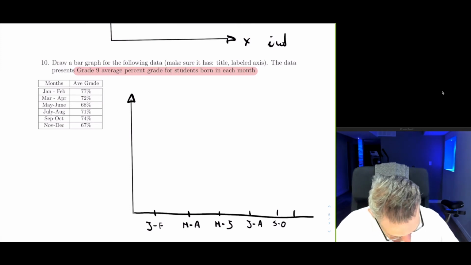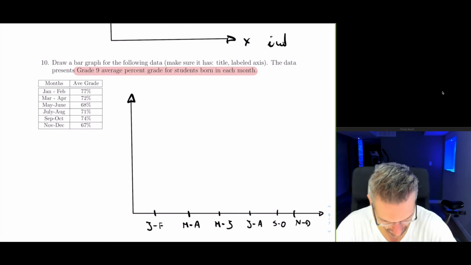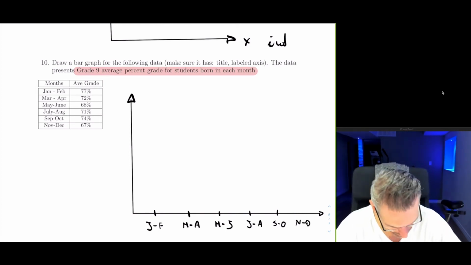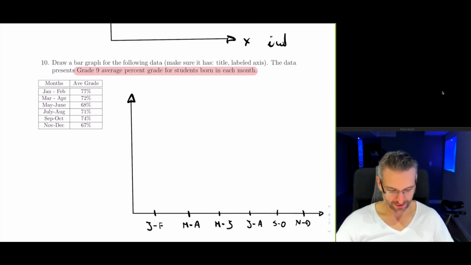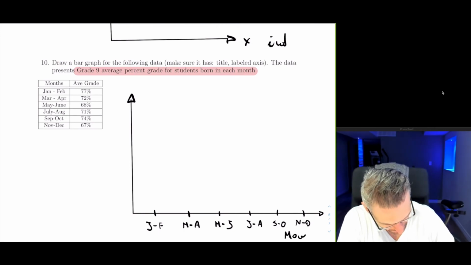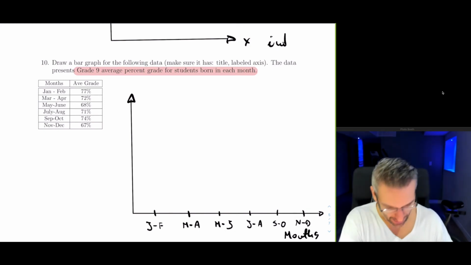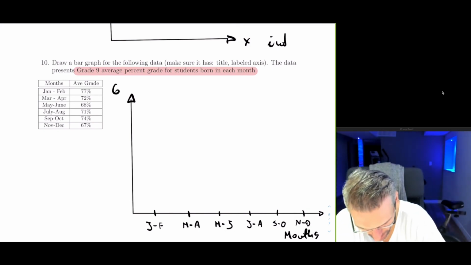So I'm going to make it a little bit bigger. September, October, and then November, December. All right, so that would be my last one, but let me shift it out a little bit further just so that they're not cluttered in. Now I have to label all of these. So these will be the months. So that's what I have there. And then here would be your grade.